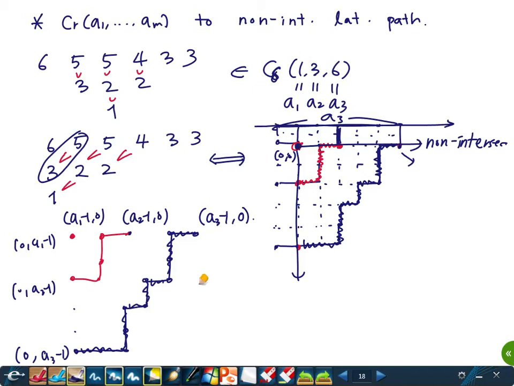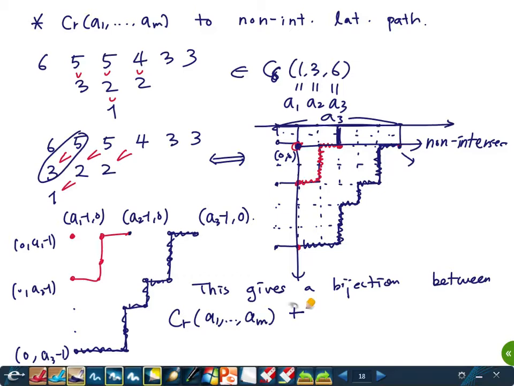So this gives a bijection between the cyclically symmetric plane partitions with parameters A1 through AR, and the set of non-intersecting lattice paths where lattice path LI goes from 0, AI minus 1 to AI minus 1, 0. So we have N non-intersecting paths, like this. This is L1, L2, L3, L1, L2, L3. Okay?